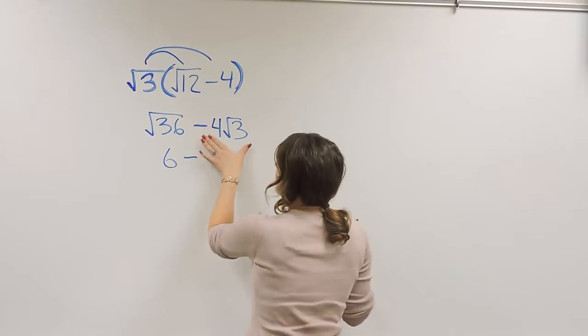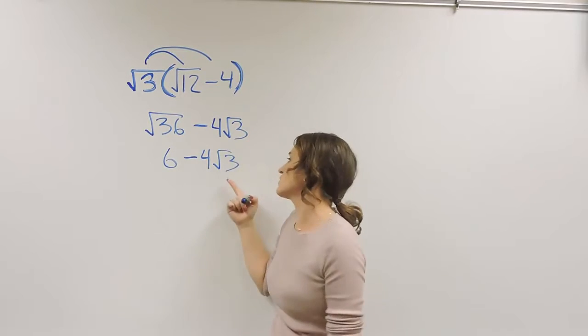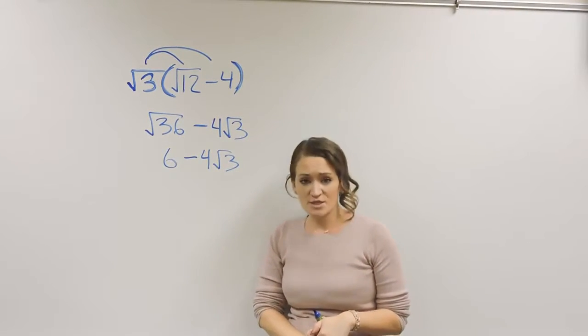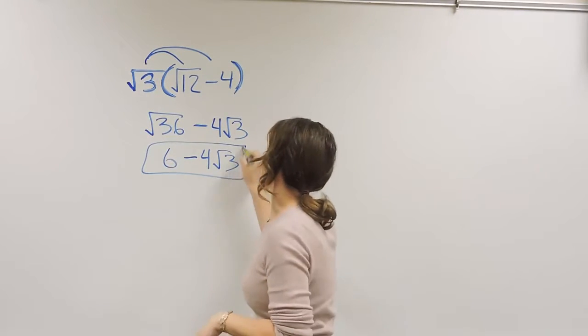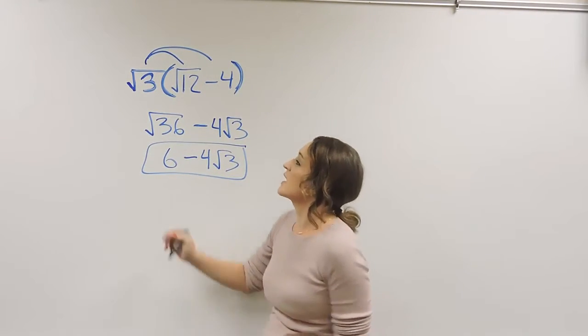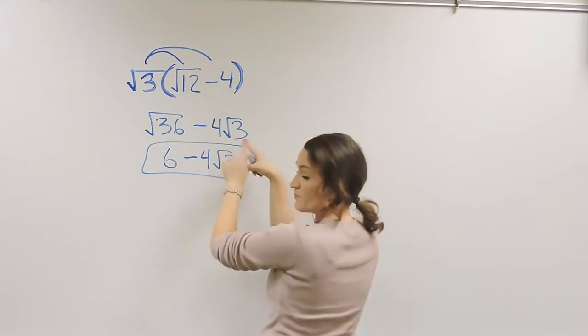But then looking over here at 4 square roots of 3, we cannot simplify square root of 3. There's no way for that to break down. So that's actually just going to drop down. And our answer will be 6 minus 4 square roots of 3. So again, we can combine radicals. Radicals and numbers just group together.